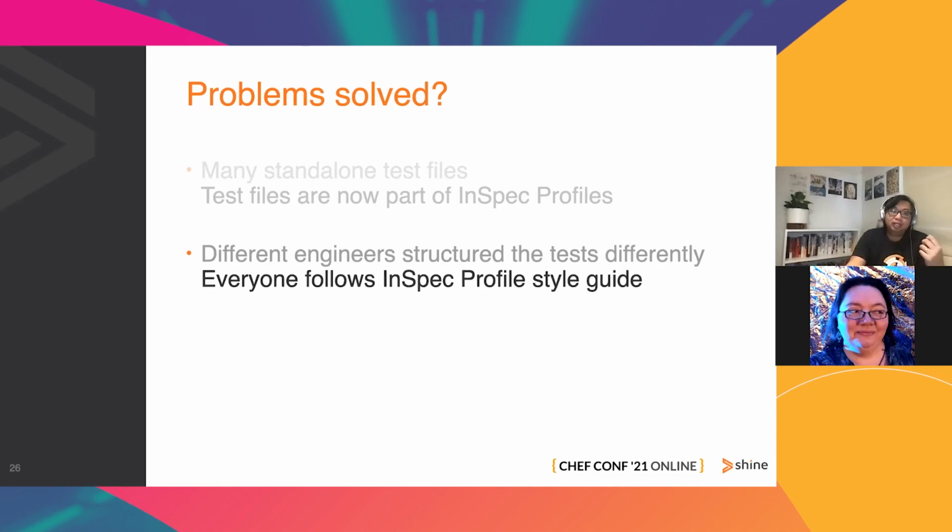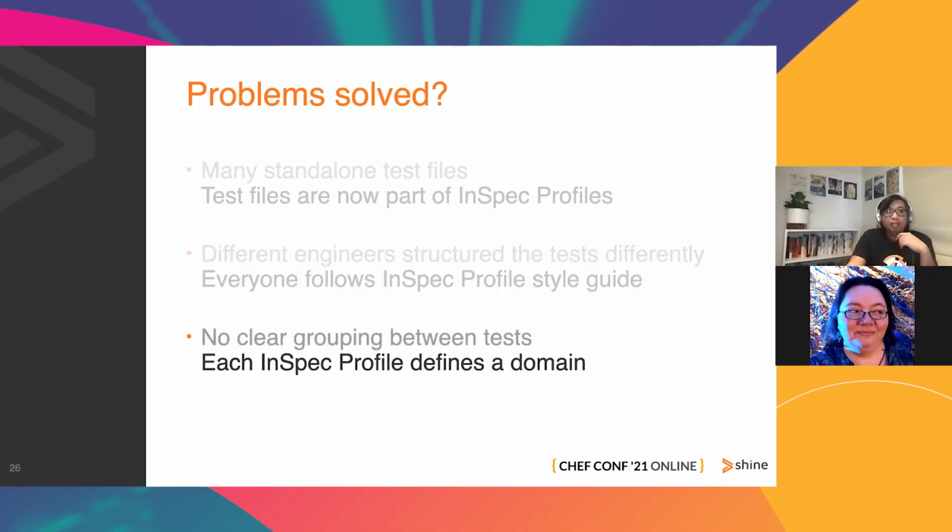With the introduction of inspect profile, everyone ended up following the inspect profile style guide, follow the same directory structures, come up with some naming standard, and it's consistent. It's easy for a new member of the team to then be familiar with where to put this piece of test and how to structure it. The other problem with no clear grouping between tests, that's also solved because we separate those inspect profiles by domains. So it should be obvious whether it's part of the existing domains or should we introduce a new domain.